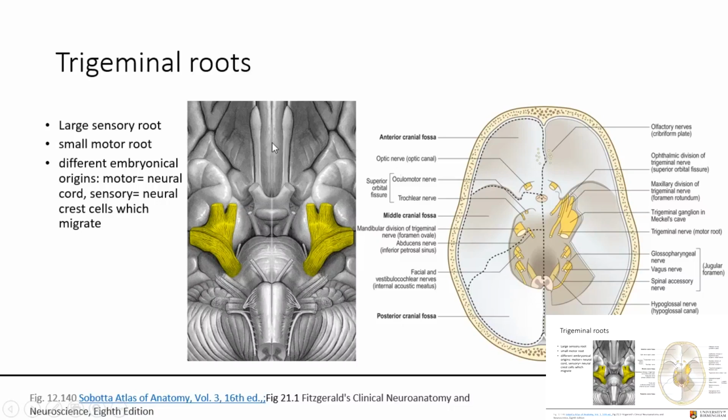So we have talked about the roots, but remember that this large one, as you can see here, is the sensory root. The smaller one is the motor root of the trigeminal nerve. They are different because they come from different embryological origins. The motor root comes from the neural cord, and the sensory root from the neural crest cells.